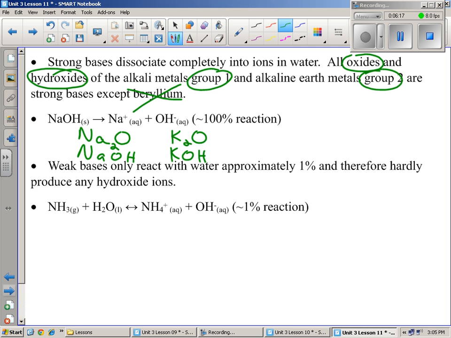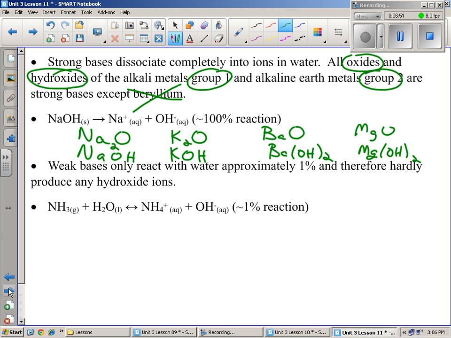Next, you might have barium oxide, barium hydroxide are strong bases. Okay, group 2 oxide hydroxide. Magnesium oxide, magnesium hydroxide, strong bases. And those are just some of the examples. Anything in group 1, group 2, not beryllium, with an oxide or a hydroxide is a strong base. Anything else is weak. Okay?